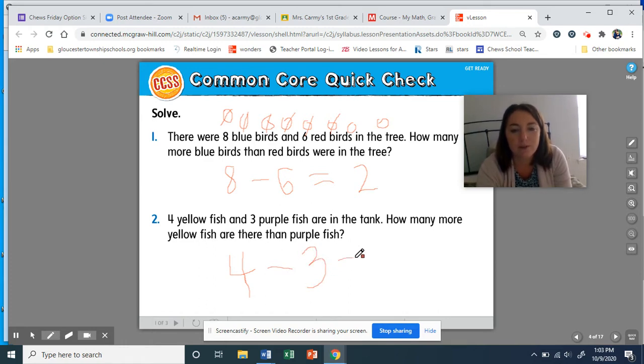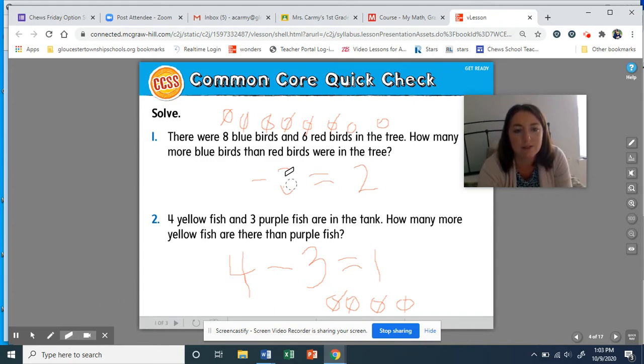How many do I have? Well, let me draw a picture. I'm going to do my 4 yellow fish. 1, 2, 3, 4. And I'm going to cross out one yellow fish for every purple fish I have. And I have 3 purple fish. I'm going to go 1, 2, 3, and then I have 1 left right there. So 4 minus 3 equals 1. Very good. Super job, boys and girls.